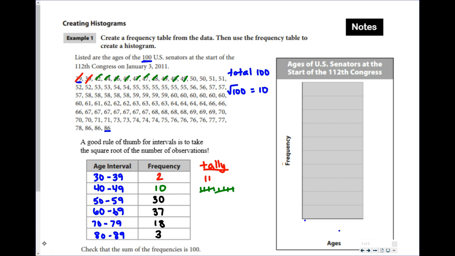Okay, so after you're done counting all of these data points, you should get 30 in the 50 to 59 range. You should get 37 in the 60 to 69 range, which is a lot. You might have miscounted here because that's a large amount of data points. You should get 18 between 70 and 79. You should get 3 between 80 and 89. Okay, cool. So we've counted. We have our intervals. That's step 1.